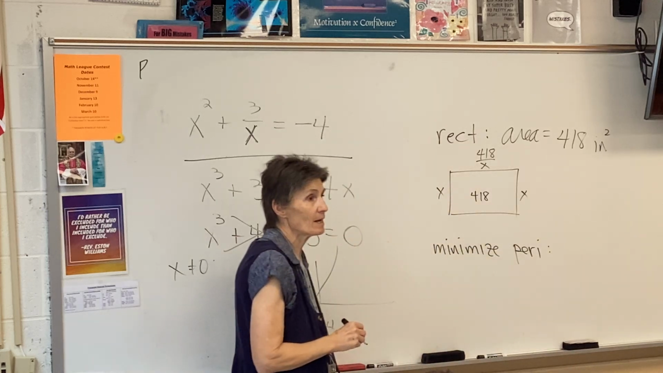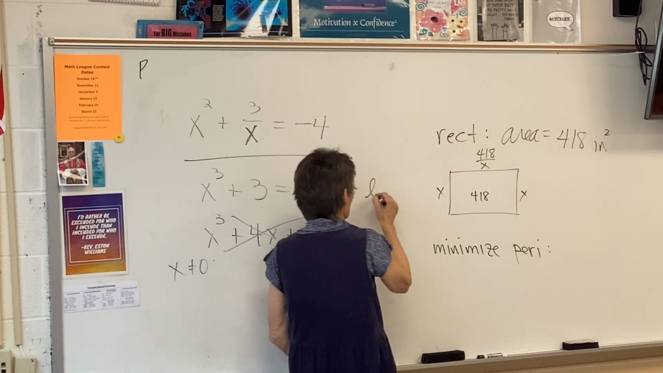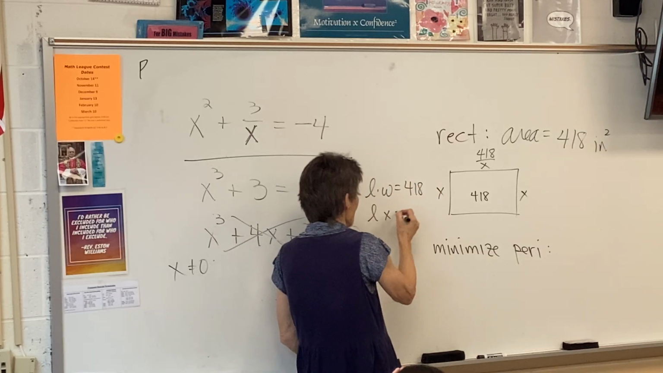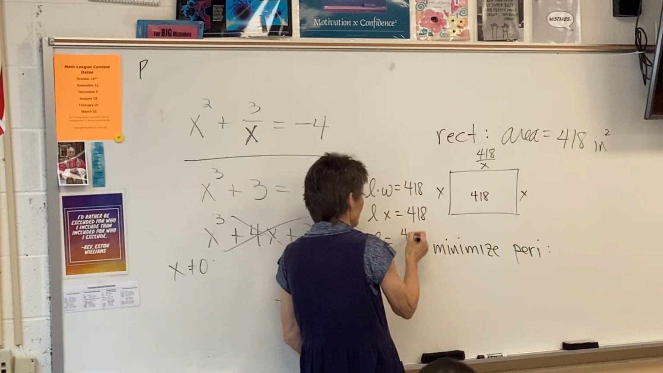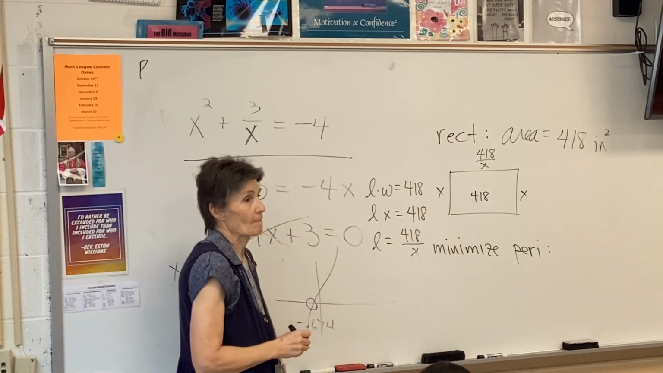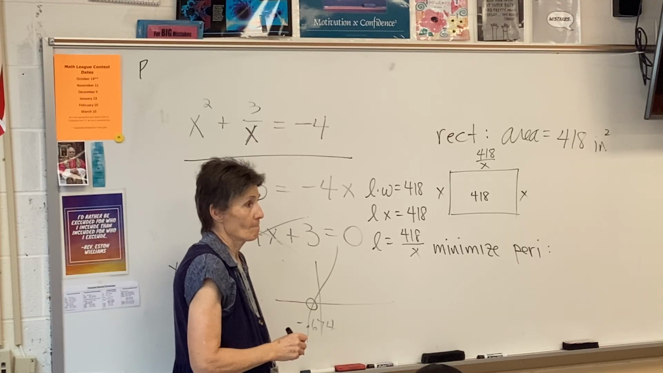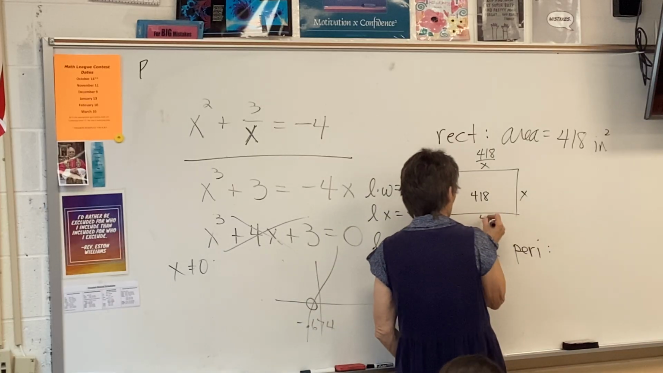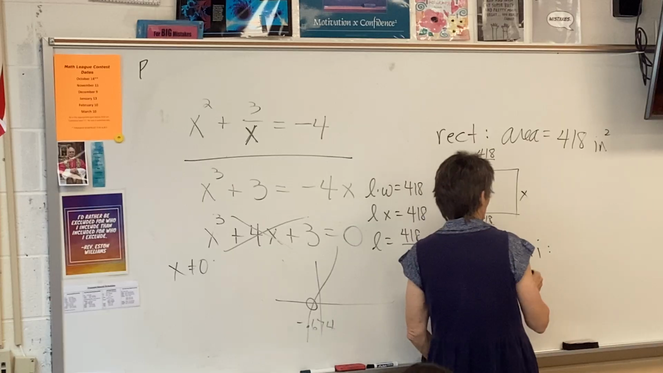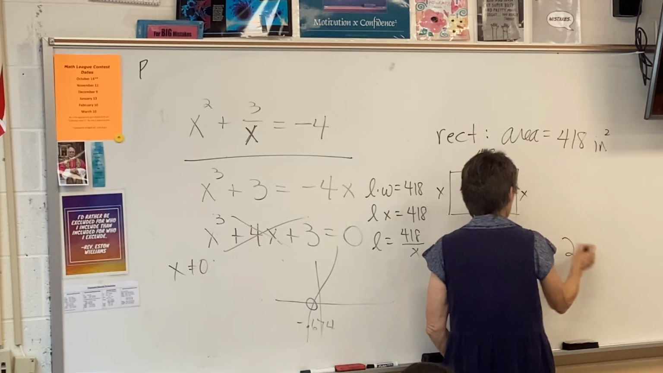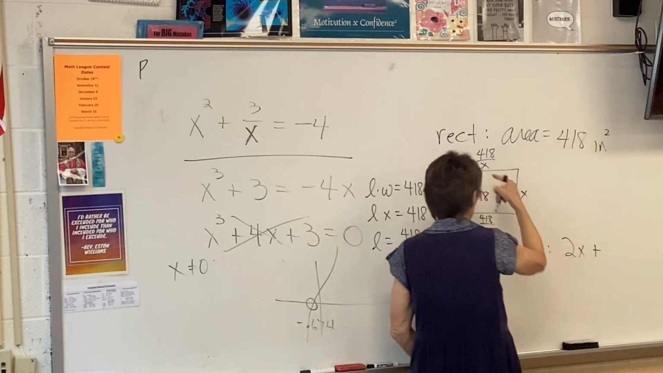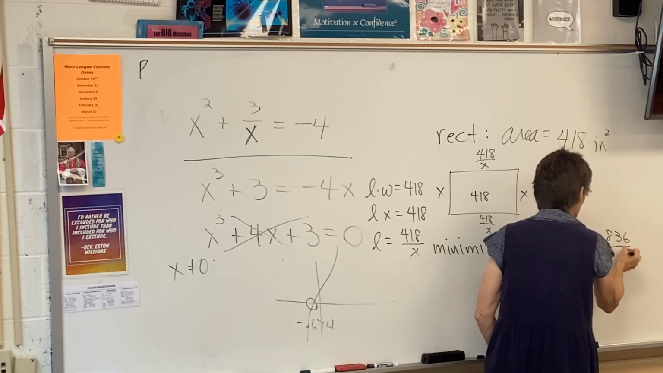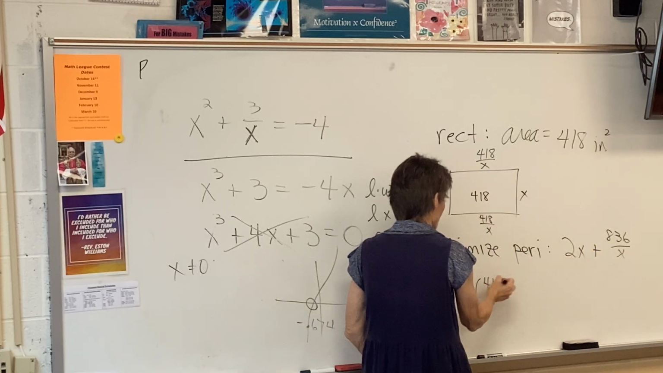Because when you find area, don't you multiply length times width? So if we know the width is x, then won't the length be 418 over x? So what's my perimeter? The perimeter of this figure is what? 2x, x plus x, plus 2 of these, which would be 836 over x, because it's 2 times 418.